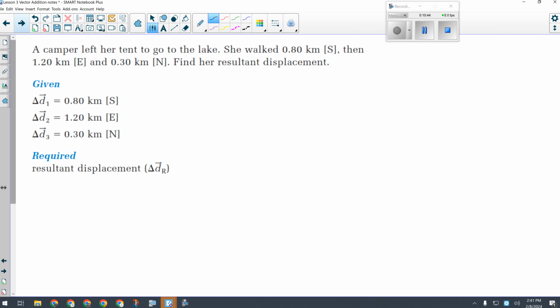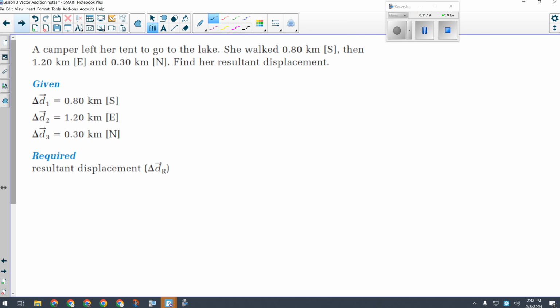Okay, so I would like you to try this one. Write it down. This is the first one that's got a little bit of trig in it. Not a lot. It's got like Pythagorean theorem and trig. So a camper leaves her tent to go to the lake. She walks 0.8 kilometers south, then 1.2 kilometers east, and then 0.3 kilometers north. Find her resultant displacement. Draw the diagram. Tail to head. Best advice I can give you.